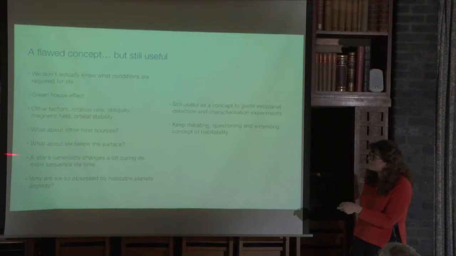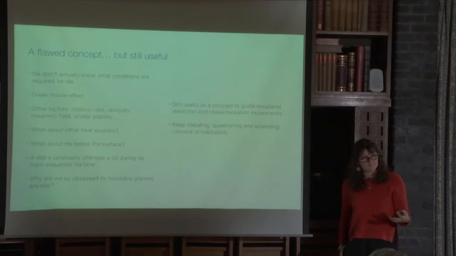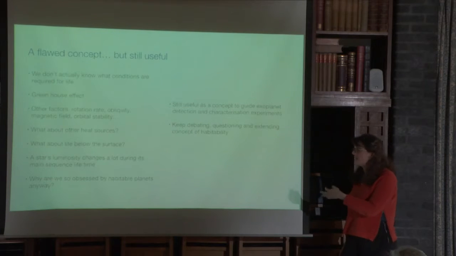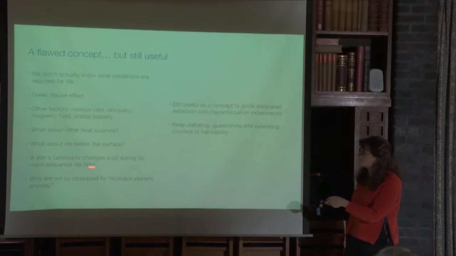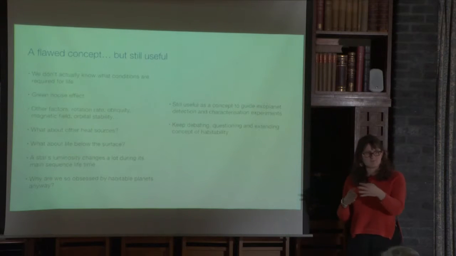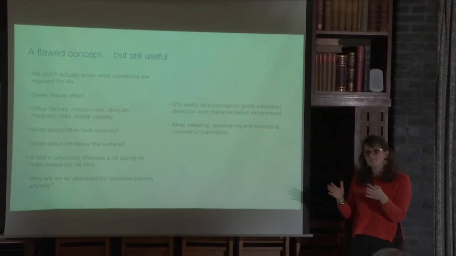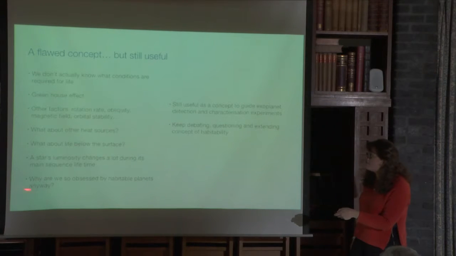As I mentioned already, a star's luminosity changes a lot during its main sequence lifetime, so the habitable zone of a star is not a constant range, and you have to take that into account as well. But we have feedback processes that actually might mean that a given planet stays in the habitable zone for longer than you would naively think.